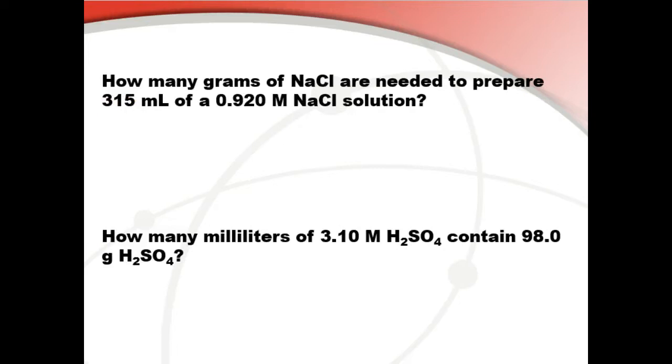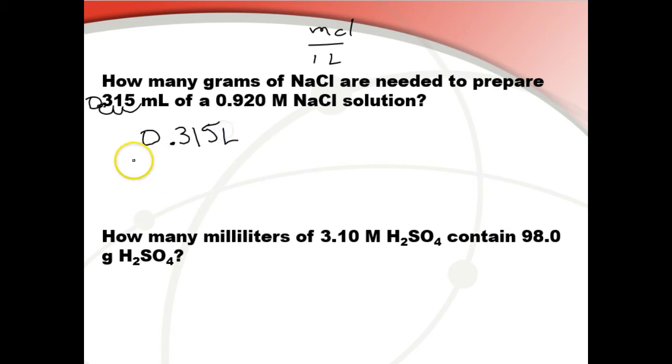So in this first question, we've got: how many grams of sodium chloride are needed to prepare 350 milliliters of a 0.920 molar sodium chloride solution? The important thing to know here is that my molarity is a conversion factor. It's the number of moles in 1 liter, right? So I'm going to start with my milliliters, and actually I'm going to convert this to liters real quick, moving that decimal place over 3.